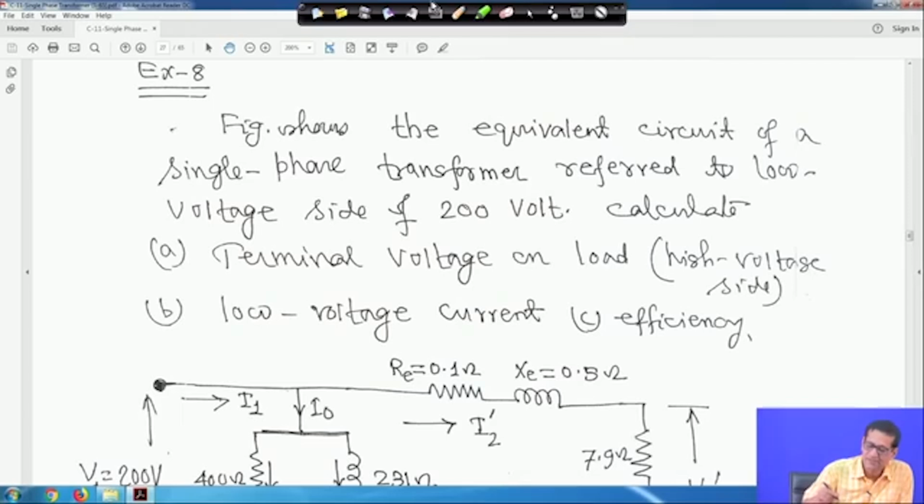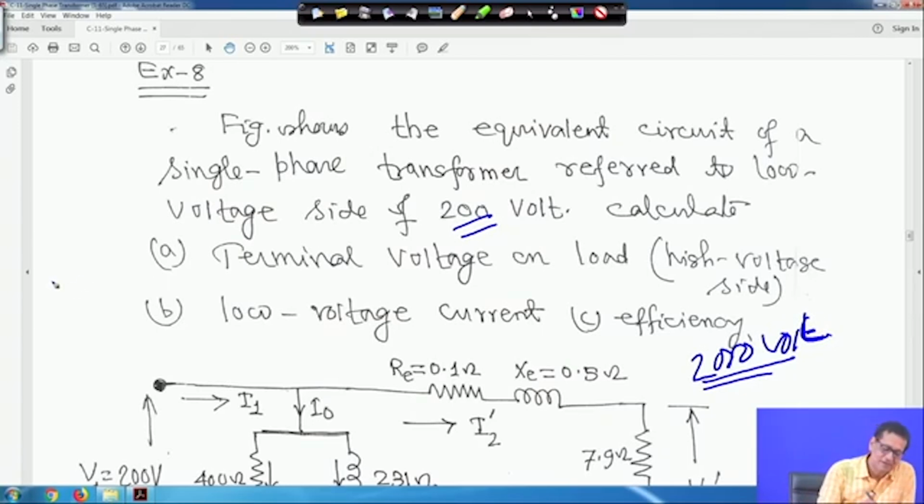In this problem, the low voltage side is 200 volt and the high voltage side is 2000 volt. It is not written here, I have missed it. So take the high voltage side as 2000 volt, which means N2 by N1 is equal to 10, because N2 by N1 is equal to V2 by V1, so this will be 2000 divided by 200, which is 10. Based on that we will move.